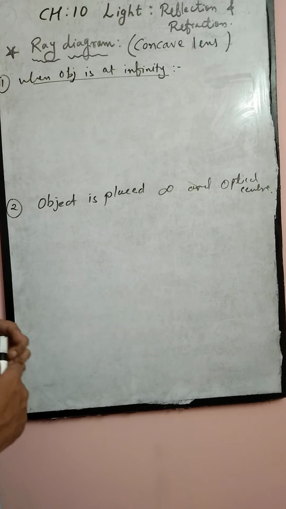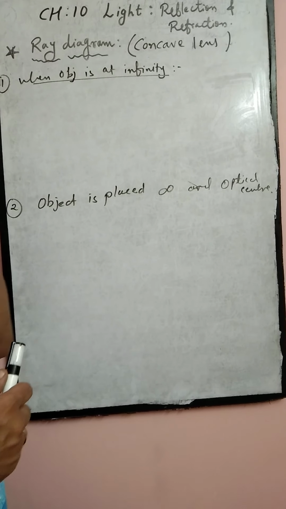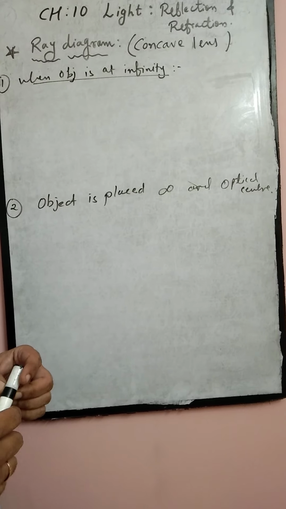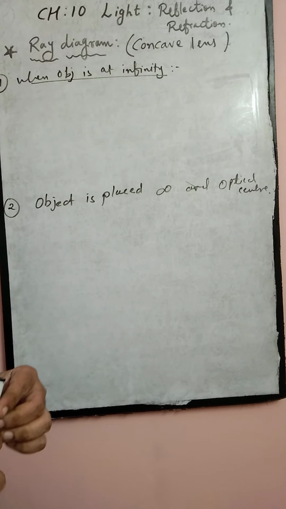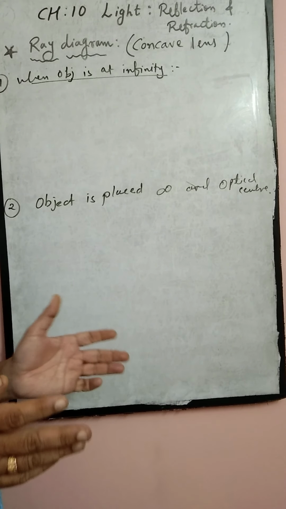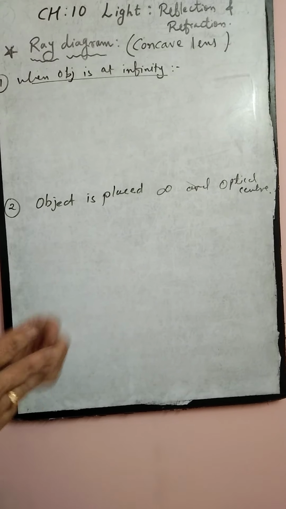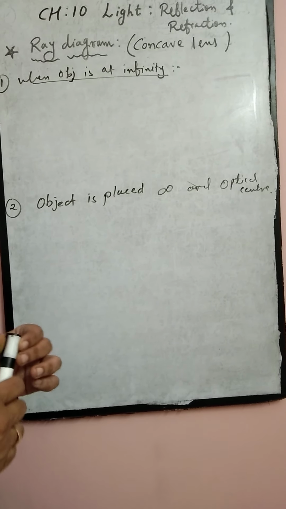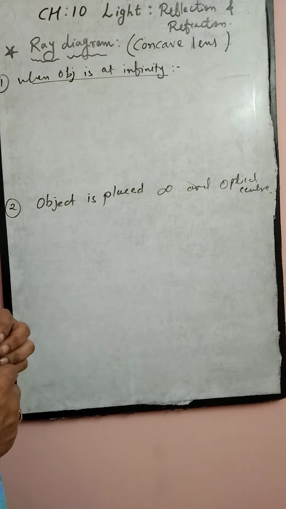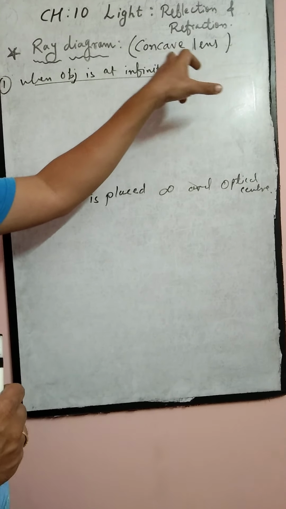Friends, today in this video we are going to talk about how the image is formed by a concave lens. We know that a concave lens is also called a diverging lens because after incidence the rays are diverged. So they will never meet. But when we extend the diverging rays, they appear to meet. So we can say that the image will always be virtual. A virtual image is formed in the case of a concave lens.